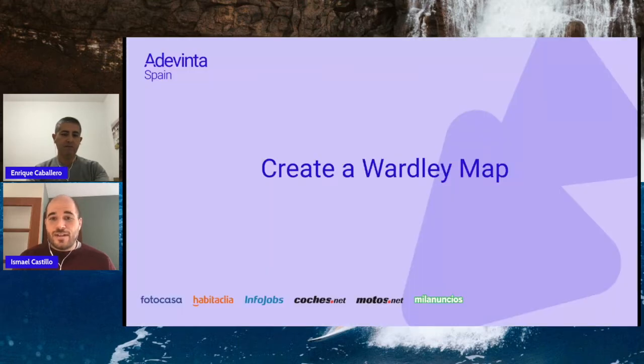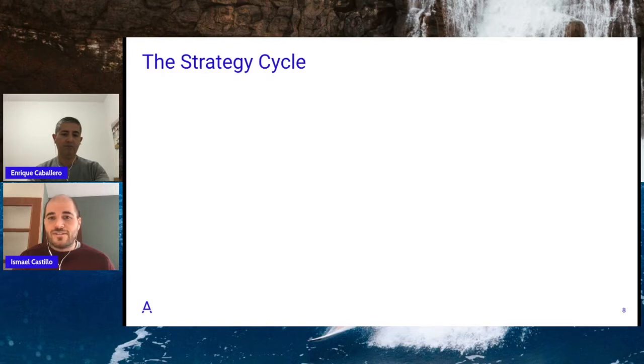We are going to create a Wardley Map altogether, but first, we need to talk about the strategy cycle. It is formed by 5 elements, and they are also the steps we will follow to create our Wardley Map and our strategy. The first one is the purpose. It is the scope of what you are doing and why you are doing it. It is the reason why others follow you.